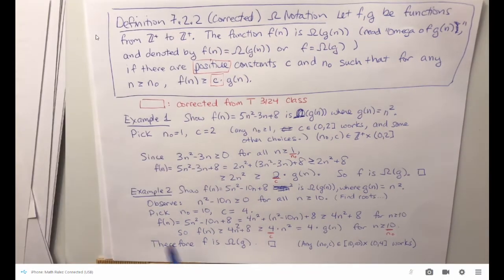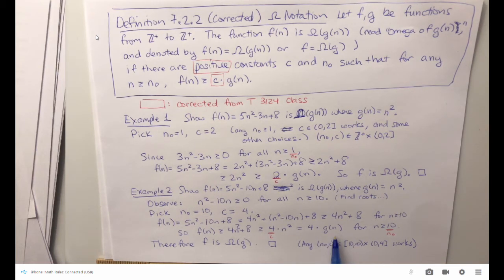And with these choices, f(n) = 5n² − 10n + 8 is equal to 4n² + n² − 10n + 8, where we've regrouped as n² − 10n in the middle, which is at least 0 for n at least 10. This altogether is at least 4n² + 8, and then dropping the 8, this is at least 4 times n², where 4 times n² is written with the c as the constant multiple, and the n² is equal to g(n).